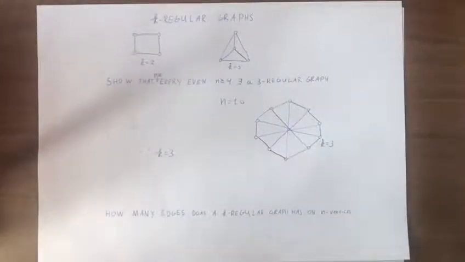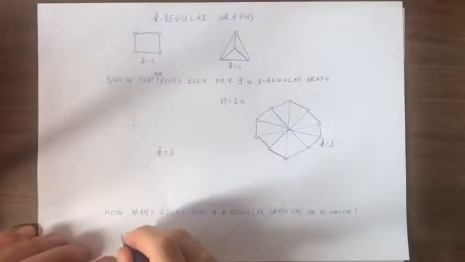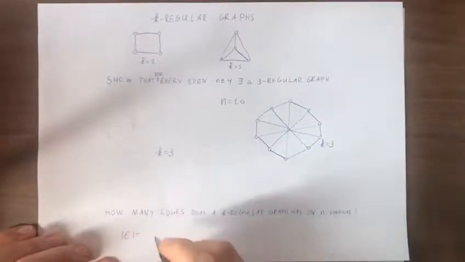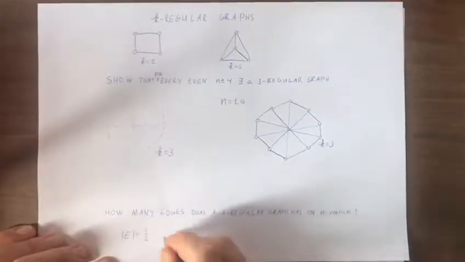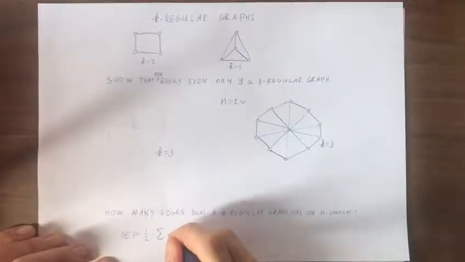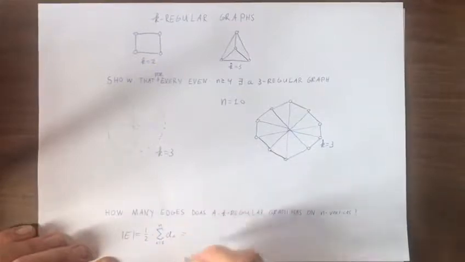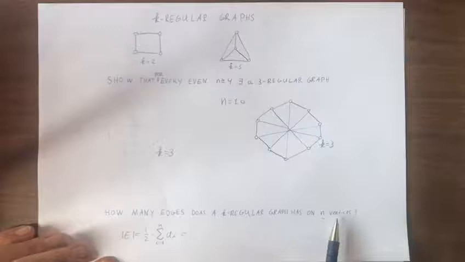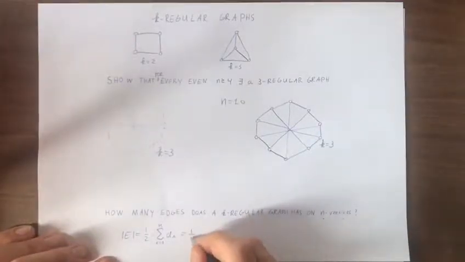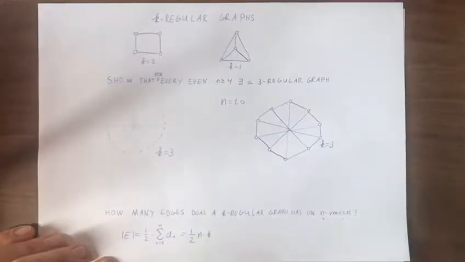Now another question might be, how many edges does a k-regular graph have on n vertices? Well, we know that the formula for finding the amount of edges is a half times the sum of degrees. And we have n amount of vertices, and each vertex has a degree of k because it's k-regular. So the sum of degrees will be n times k.